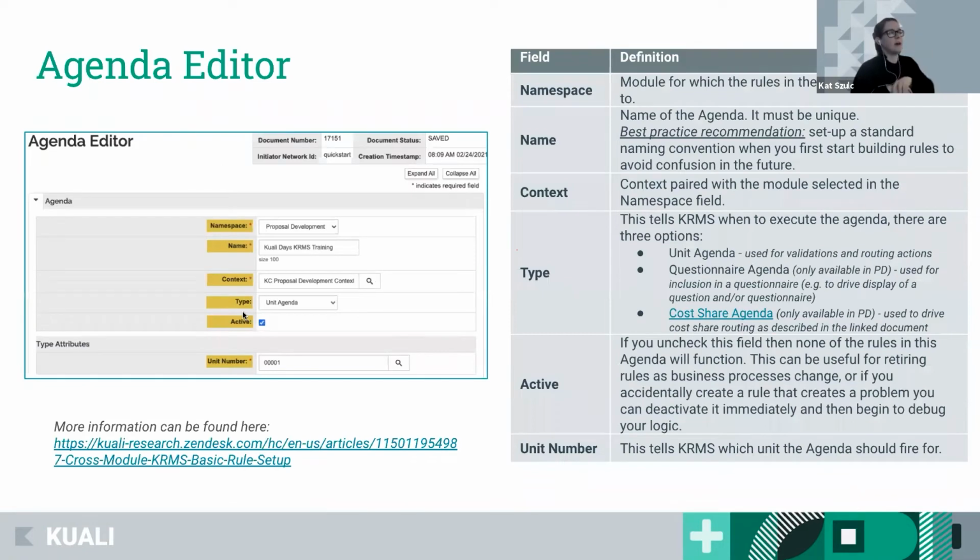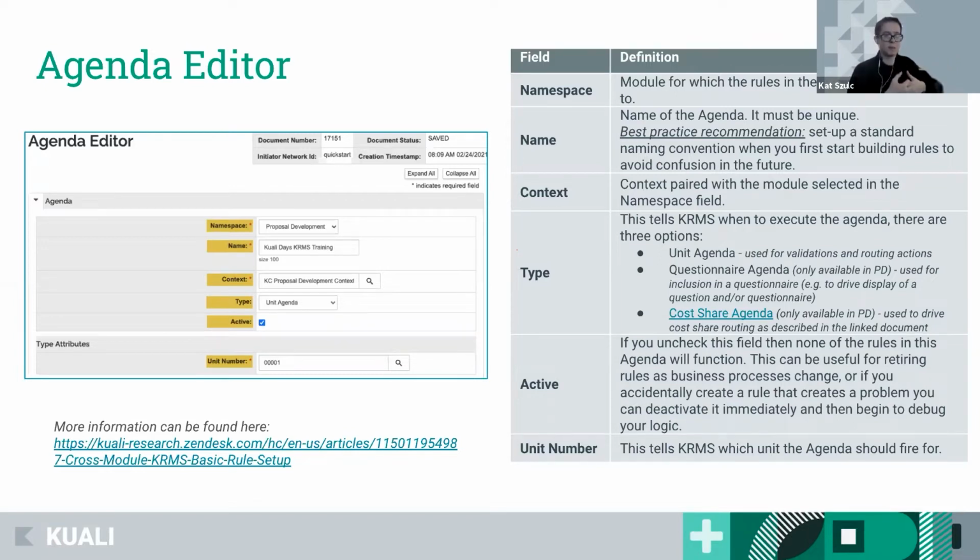And then my slides go into actually going through each one of the fields that are identified in the agenda. So again, I'm not going to go one by one through these definitions. I'll just highlight some of the key pieces that I think are important. So when you build a new agenda, the first piece of information that the system is asking you to identify is the namespace. So really, what module is this agenda going to apply to?